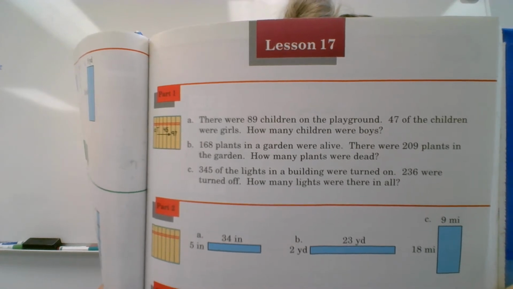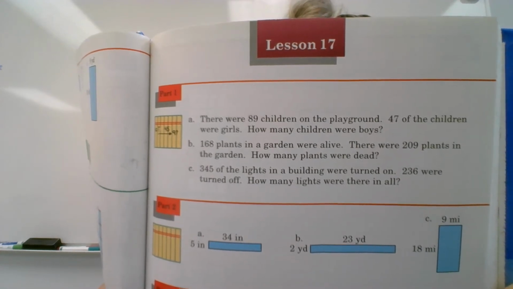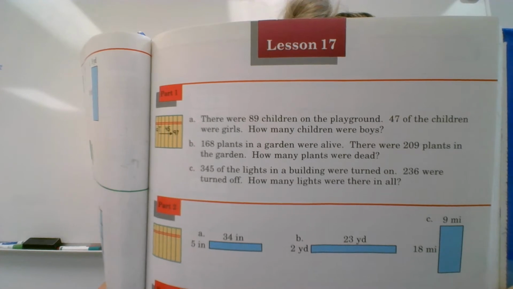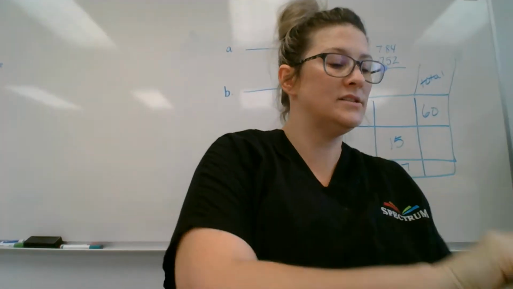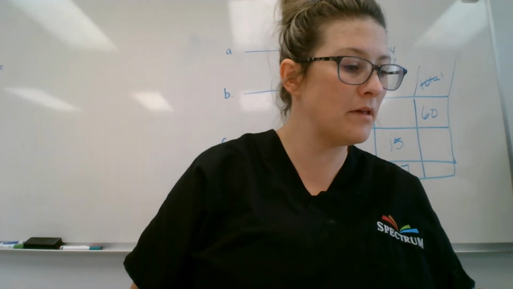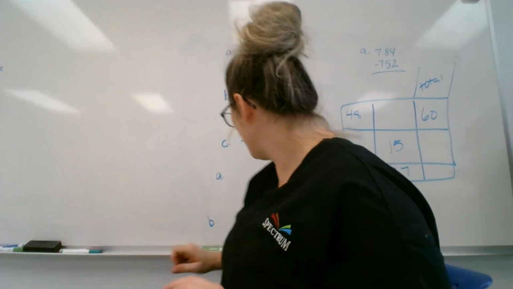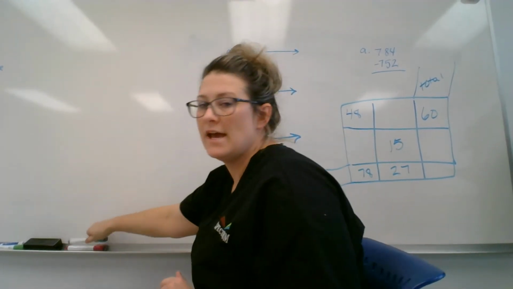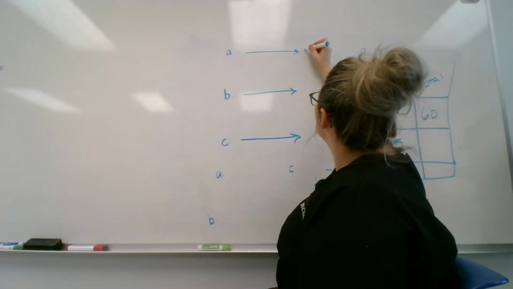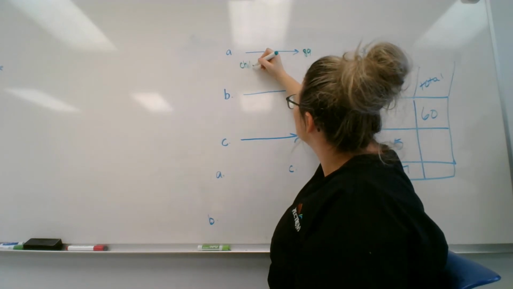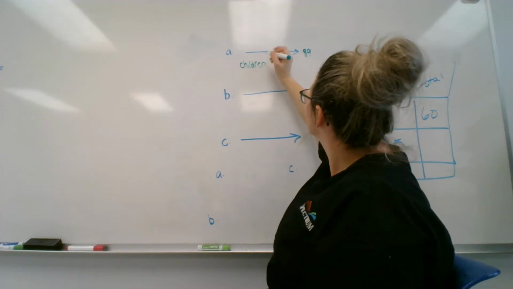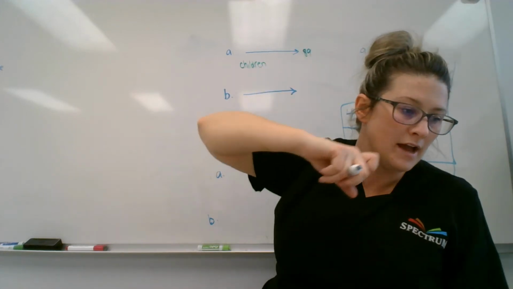There were 89 children on the playground. 47 of the children were girls. How many were boys? All right, so reading that problem, there were 89 children altogether, so I know that's my big number. So I'm going to go ahead and put 89 at the end of my arrow. I know I'm talking about children, so I will write that underneath. So I have 89 children.